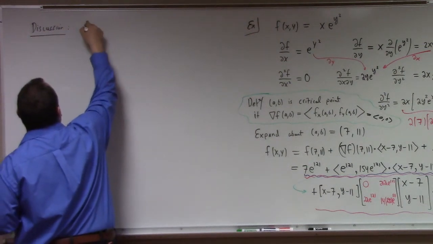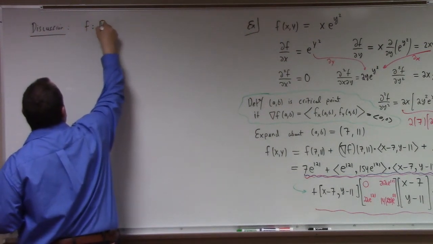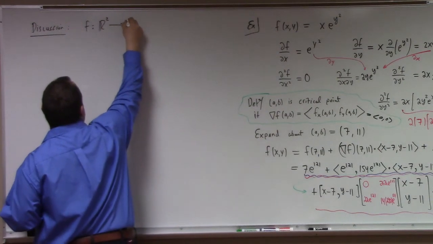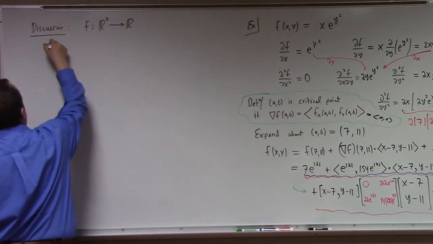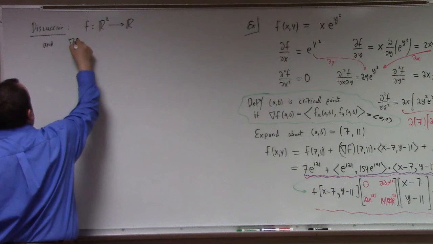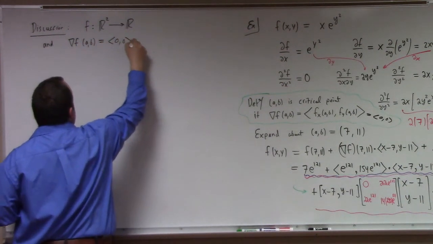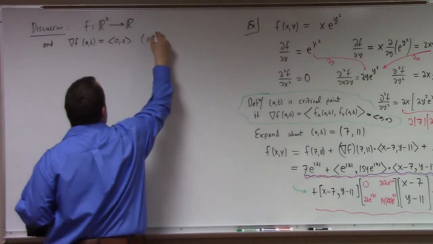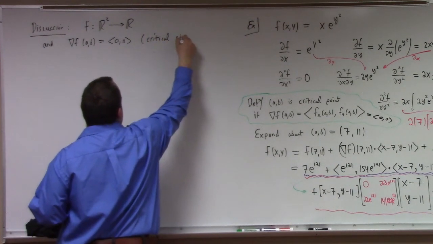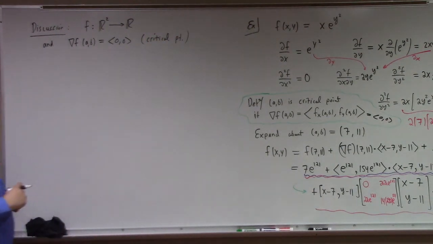Suppose we have f going from R2 to R, a function of two variables, and we're at a point (a, b) where the gradient is 0. So it's a critical point. At such a point, what does the multivariate power series expansion look like?